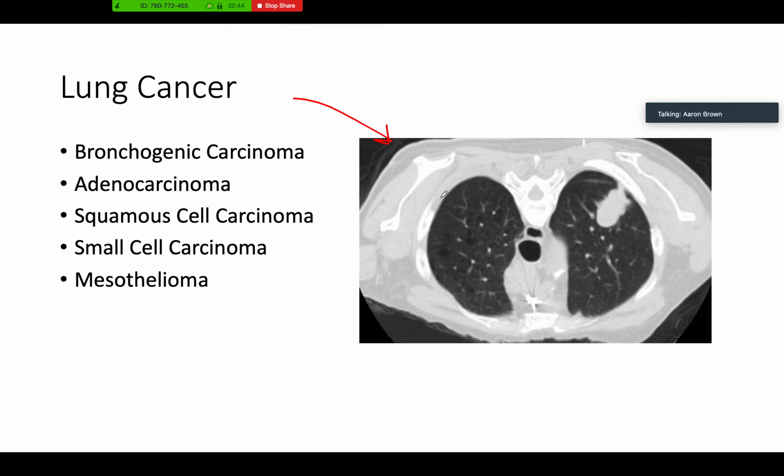So I guess first, describe what you're seeing on this CT scan. Is this a healthy patient? Does this patient have lung cancer? What do you think? Mm-hmm. This thing right here? Excellent.